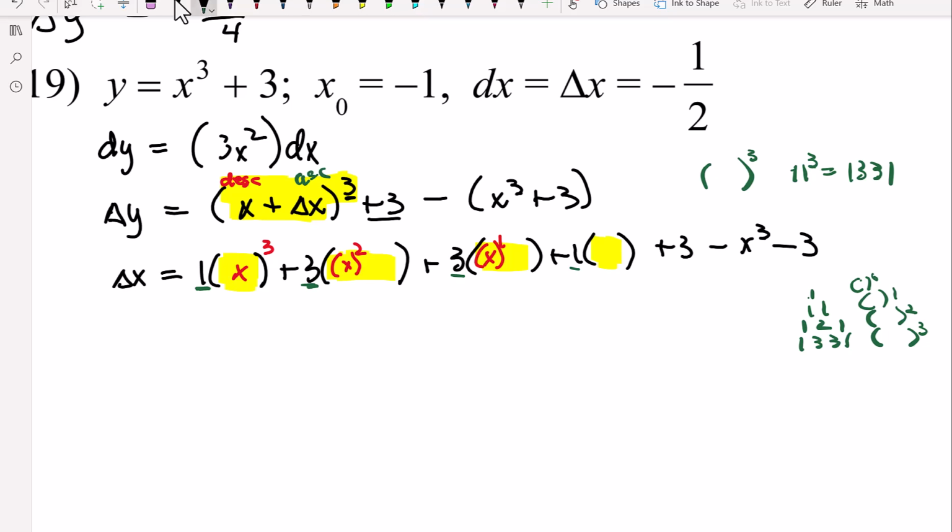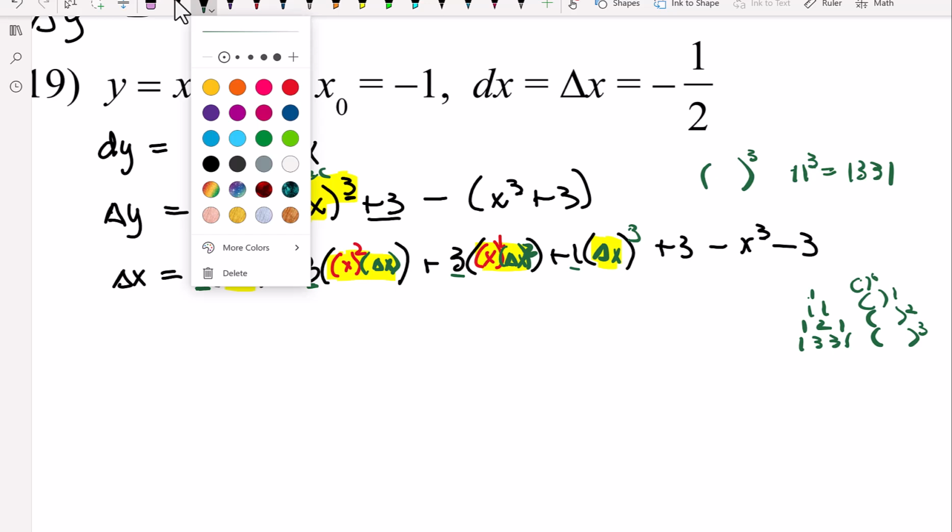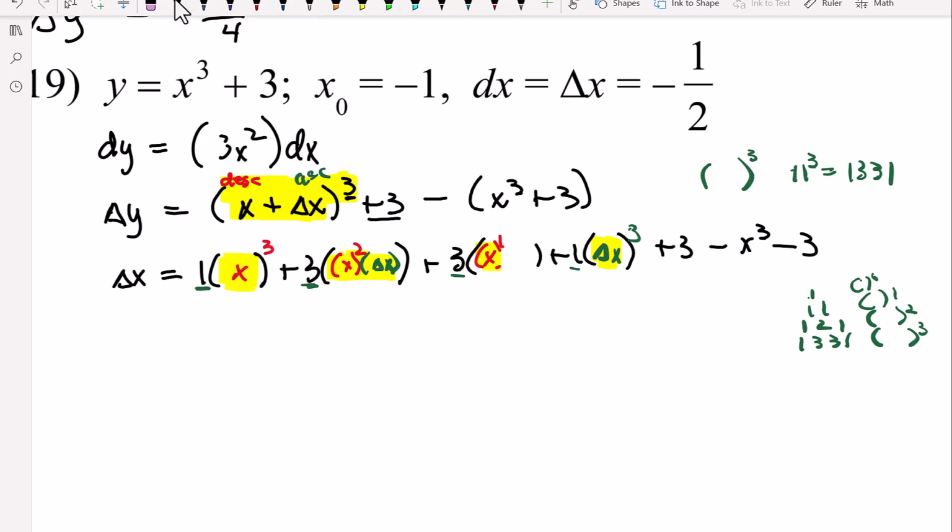All right, so this is delta x to the first, delta x squared, delta x cubed. That is really hard to read.